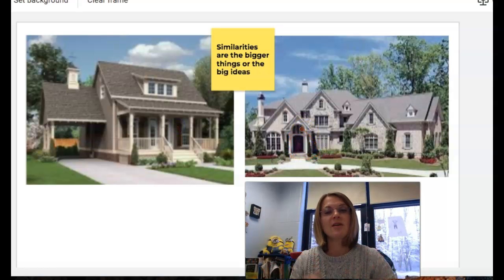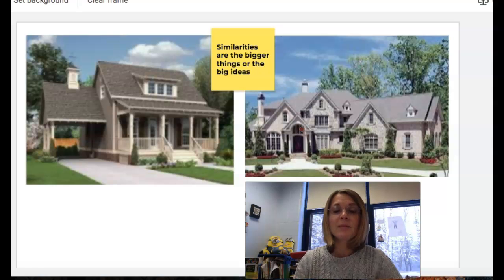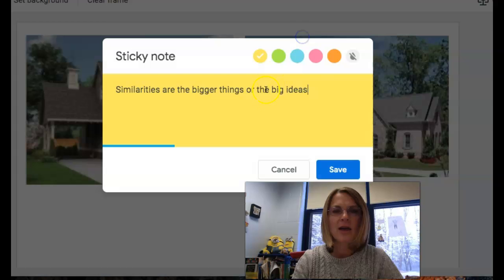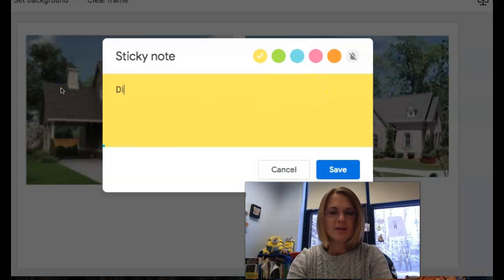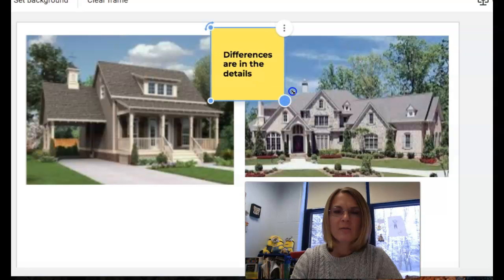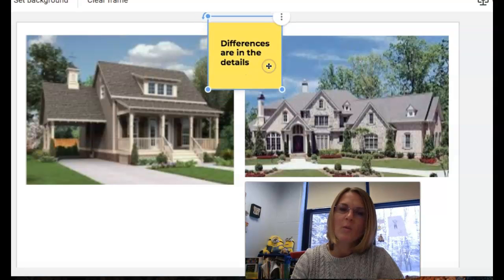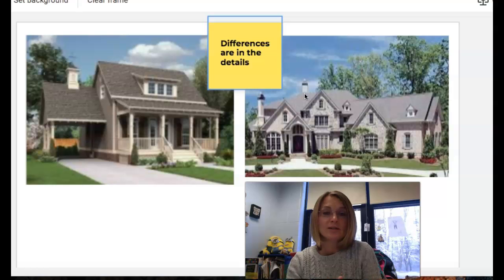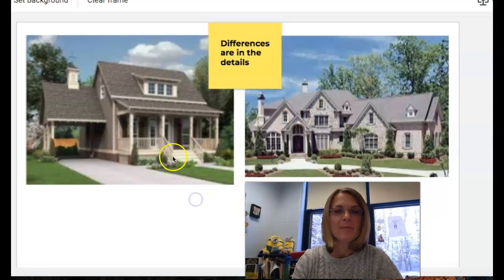So once I figure out the things that they have in common, then I'm going to look for the differences. And the differences are in the details. So that's something that I want you to remember. When you're comparing and contrasting, the differences are in the details. So when we look a little bit closer, they both have doors, but maybe we'll look at what kind of doors. We'll look at what one has and what doesn't, but then we'll also look at the differences between the things that they both have.